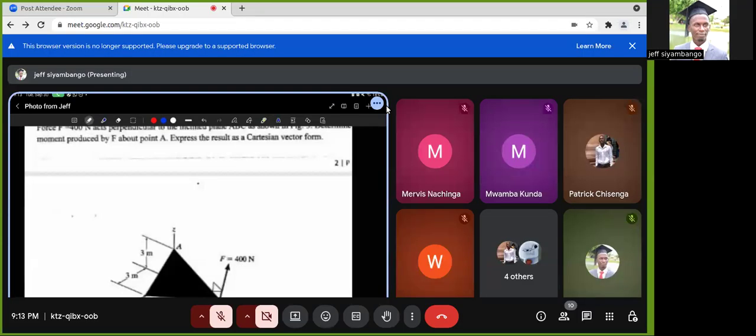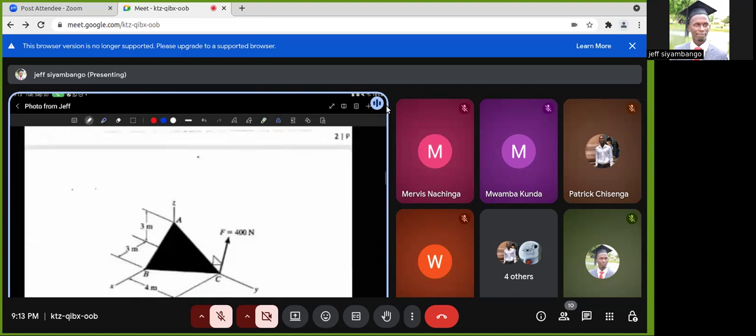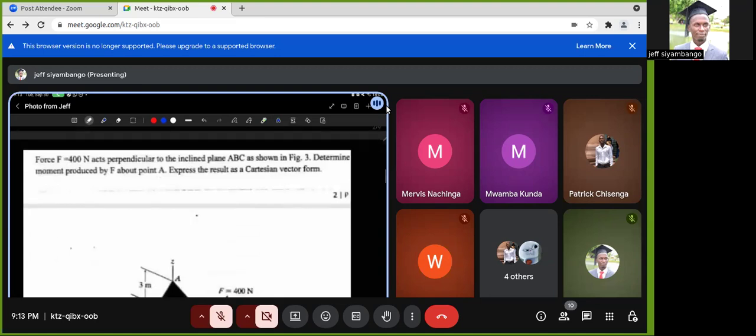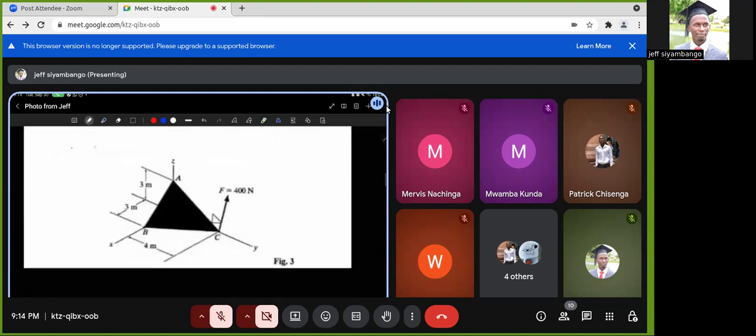Okay. So when it comes to a problem like this one, what do you do? A force of 400 Newton acts perpendicular to an inclined plane ABC as shown. Determine the moment produced by the force about A. Express the result as a Cartesian vector. So this is 3D.